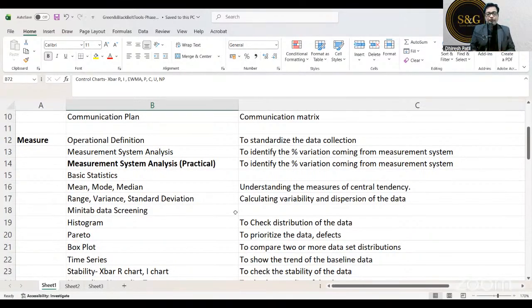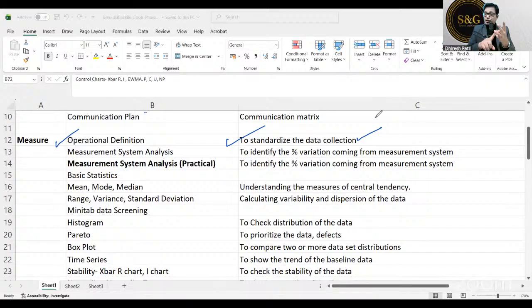Now, what we do here in the measure phase, the first one is called operational definition. This is a tool to standardize. On the right hand side, you can see the objective of the tool as well: to standardize the data collection. Operational definition means who will collect the data, what data is to be collected, when it should be collected, and what the frequency of data collection is. Everything we put in a standard, that is called operational definition, just to avoid variation in data collection itself. Are you understanding? So this is called operational definition.